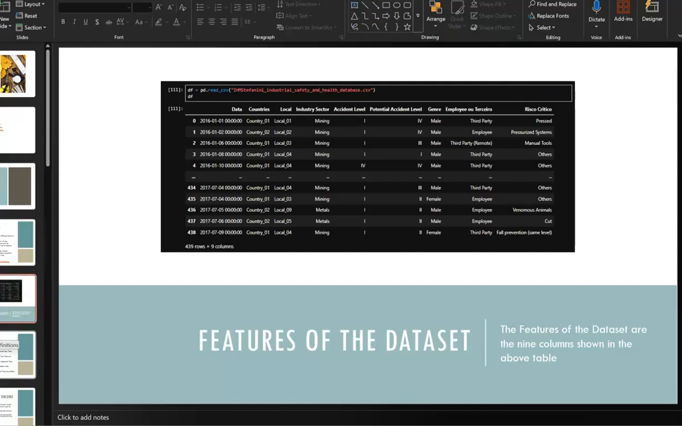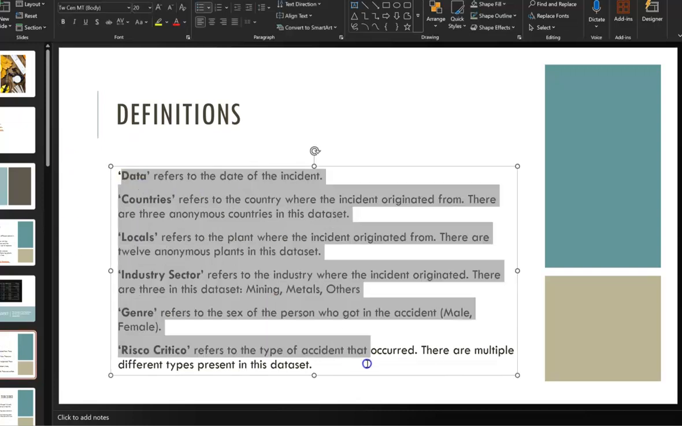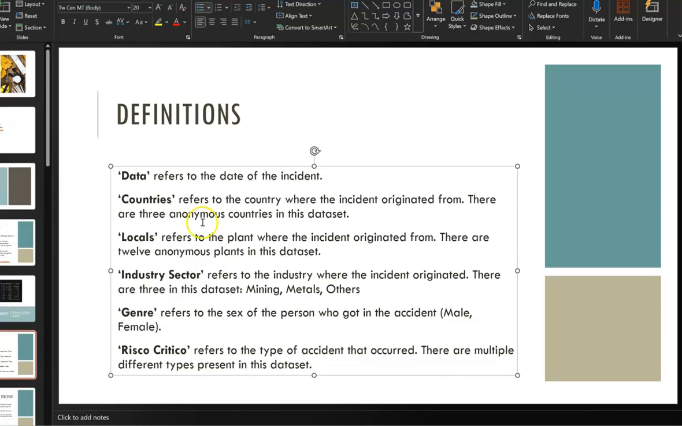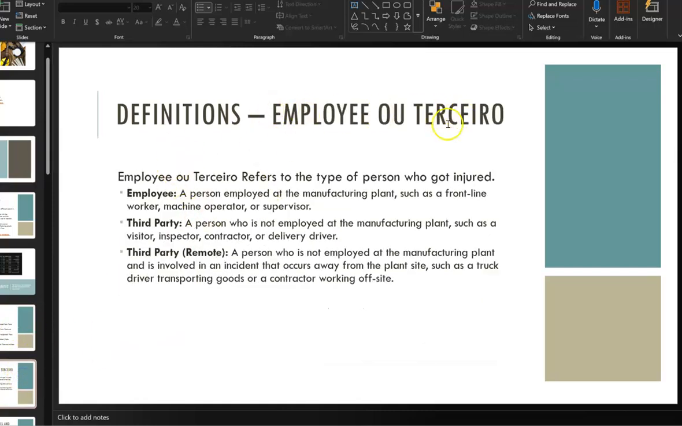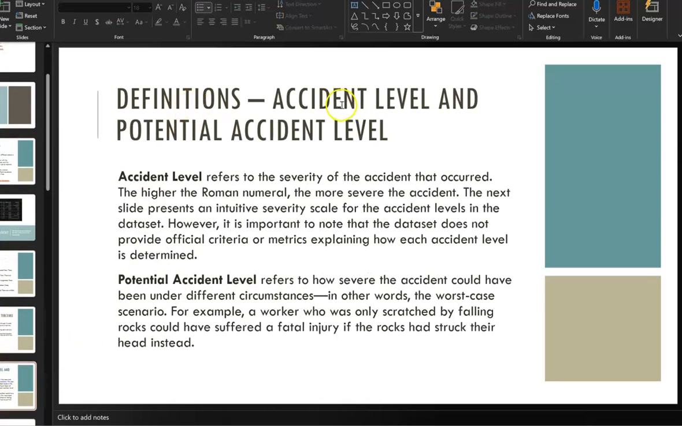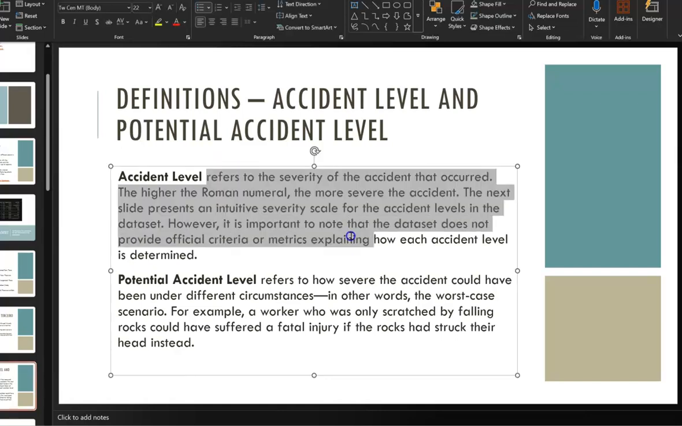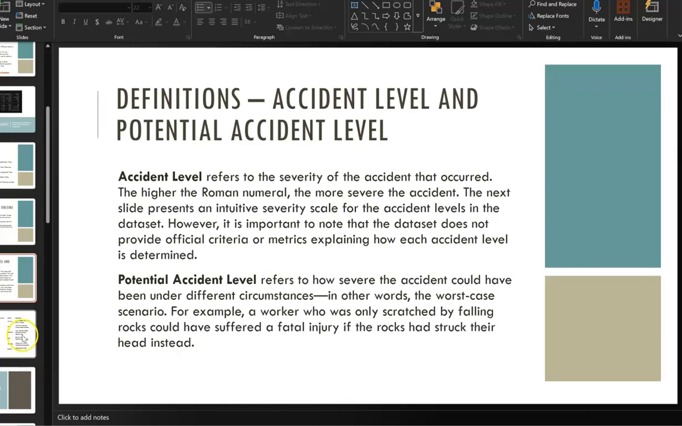Okay, so those are the features. I also wrote down the definitions here. You can look at them, pause the video if I didn't explain that well. I hope I did. There's definitions for employer autorisero. Again, there's 3 types. And then there is finally definitions for accident level and potential accident level. Again, this one is the severity of the accident that occurred, and this is what could have been under very different circumstances, like the worst case scenario of the accident.